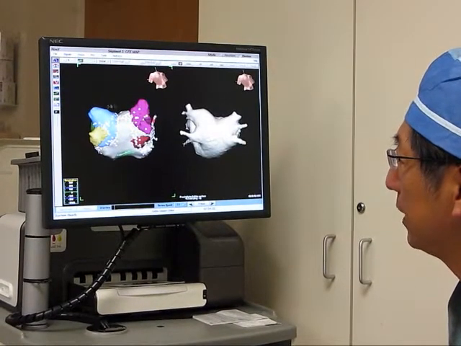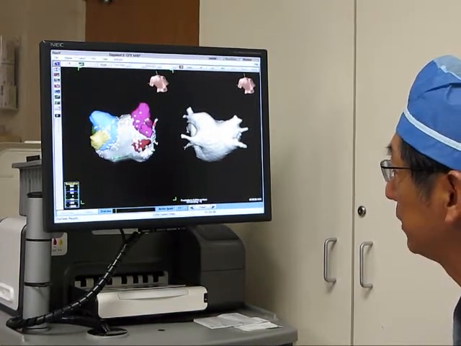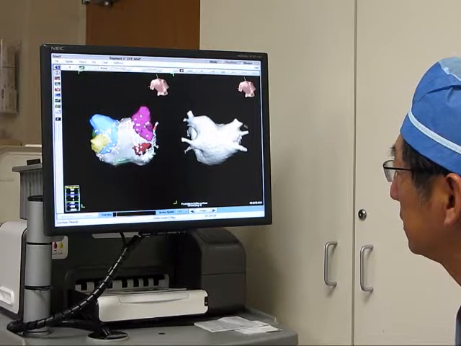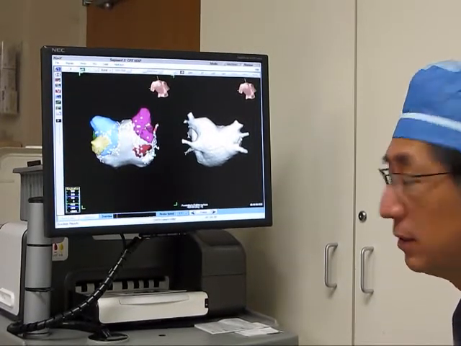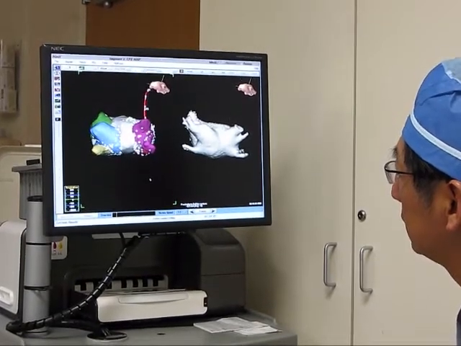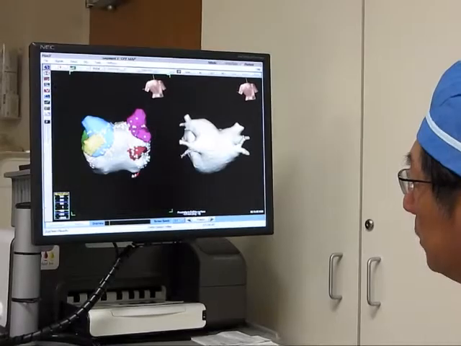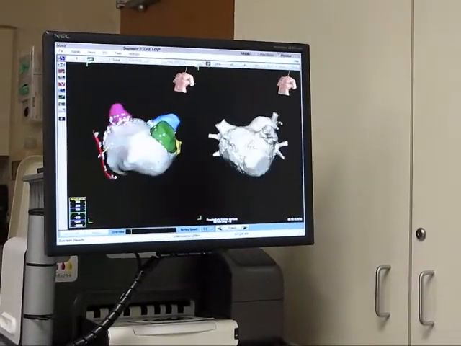Here we have created a virtual reality geometrical shell of the left atrium, and here is the CT scan image for comparison. We have a very good match between the created geometry and the actual geometry. The pulmonary veins are highlighted in colors, and the rest of the atrium is in gray color.